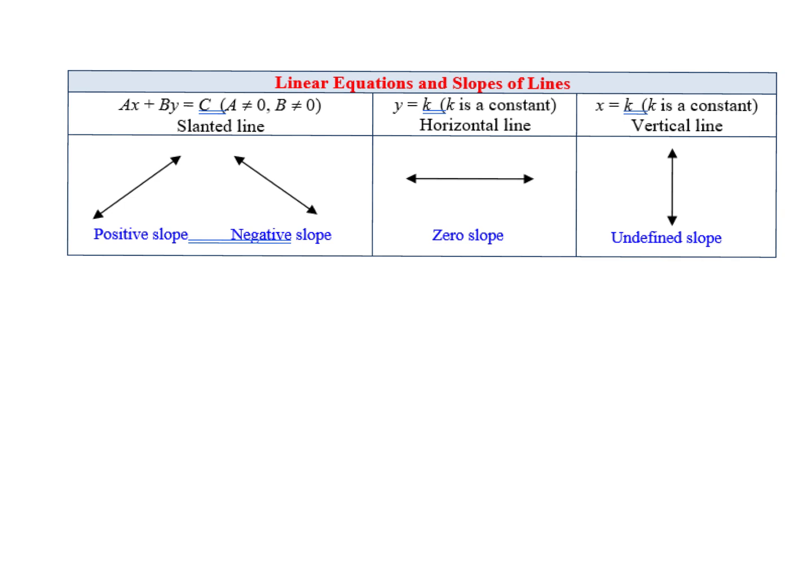So in a previous video, we talked about functions. Linear equations in standard form where neither a nor b is equal to 0, these are functions. Horizontal lines are functions because the x values are not repeating. However, vertical lines are not functions because you do have repeating x values.